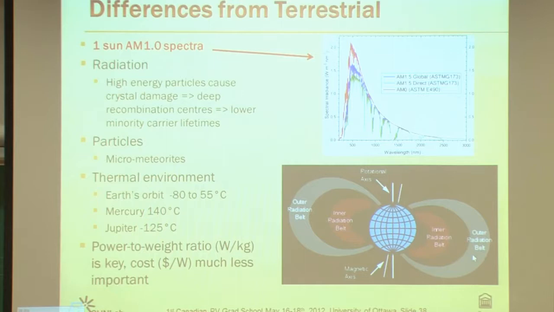So cells that have a high radiation hardness and have a long lifetime in space are being sought for the space market. You'll have micrometeorite type particles for physical damage and very extreme thermal environments. Minus 80 to 55 as you're circling around space. The driving factor in this market is the power to weight ratio, not the cost.